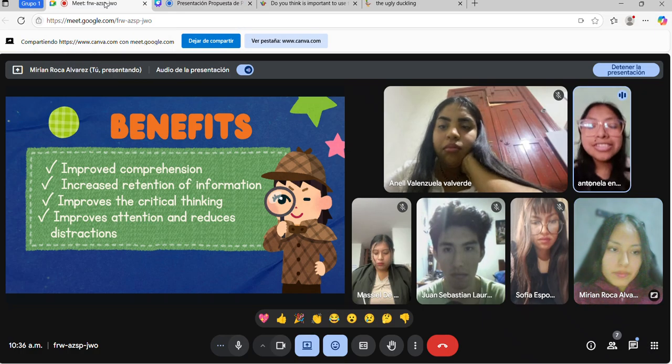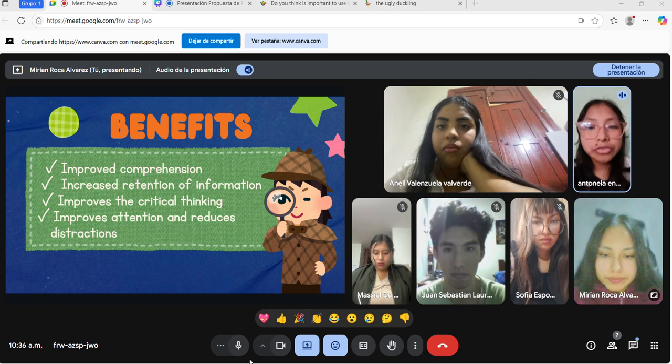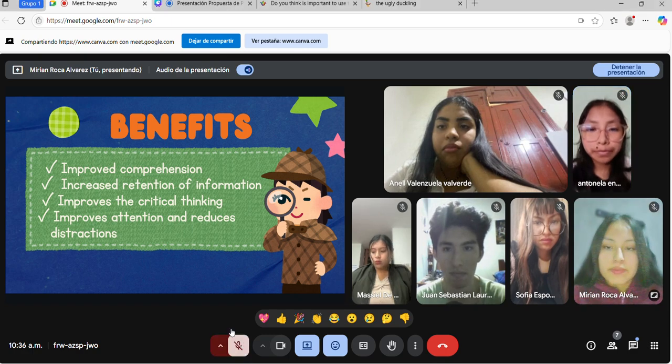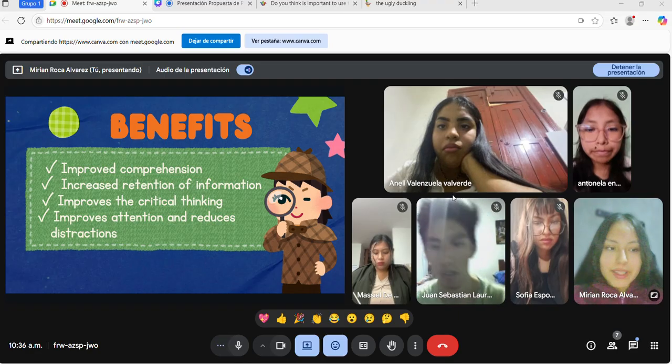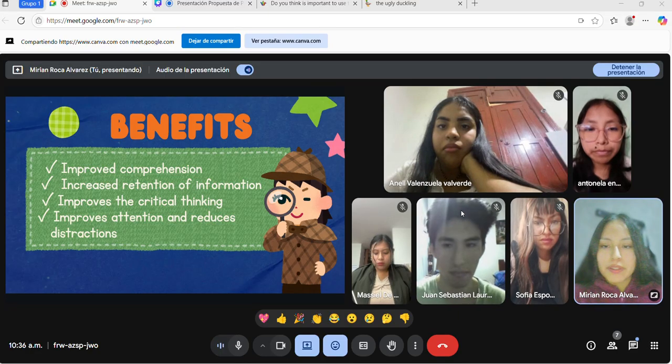Now, the visualization technique has some benefits: improved comprehension and increased retention of information. Then we have improved critical thinking, improved attention, and reduced distractions.